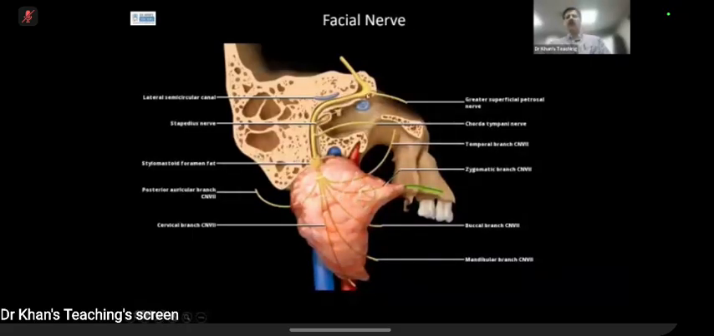Now, we have learned one branch coming out here. There are other nerves. One of the nerves is this nerve. There is a muscle here, which is known as the stapedius muscle within the middle ear cavity. And this joins the stapes. It causes what we call sound damping. And there is a branch which provides innervation to this. This is the nerve to the stapedius.